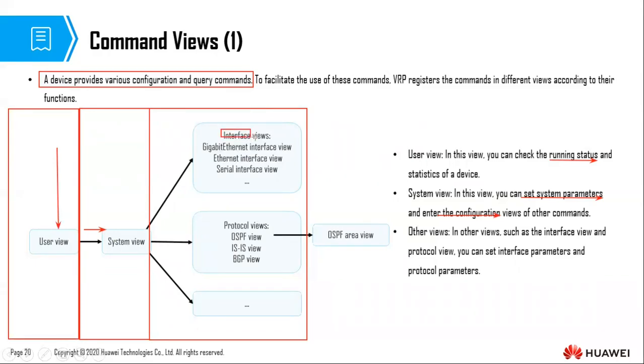When you're on the system view, you can, for example, configure your interface, like the command that we just looked at. That is called an interface view. Or you can configure a protocol. That is called a protocol view, like when you're configuring OSPF, ISIS, BGP. When you get into OSPF, that is called an OSPF area view, for example.